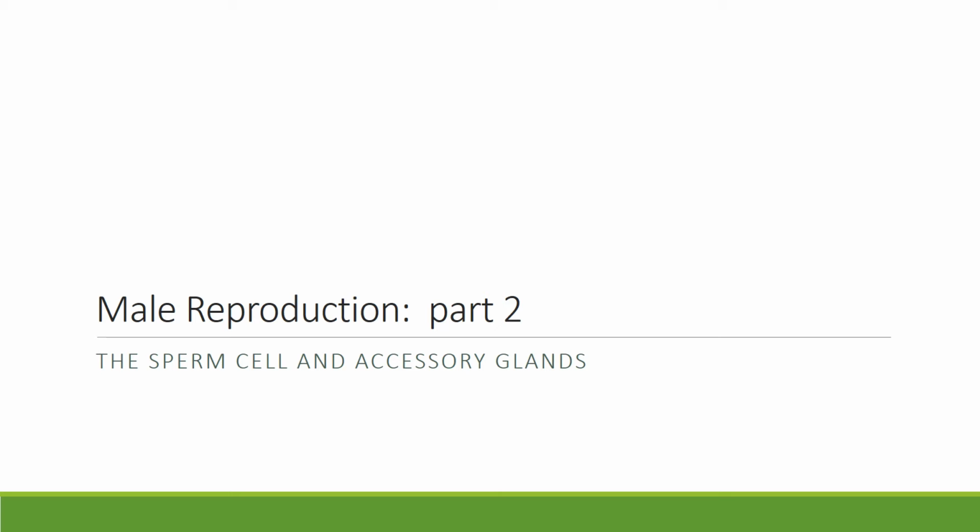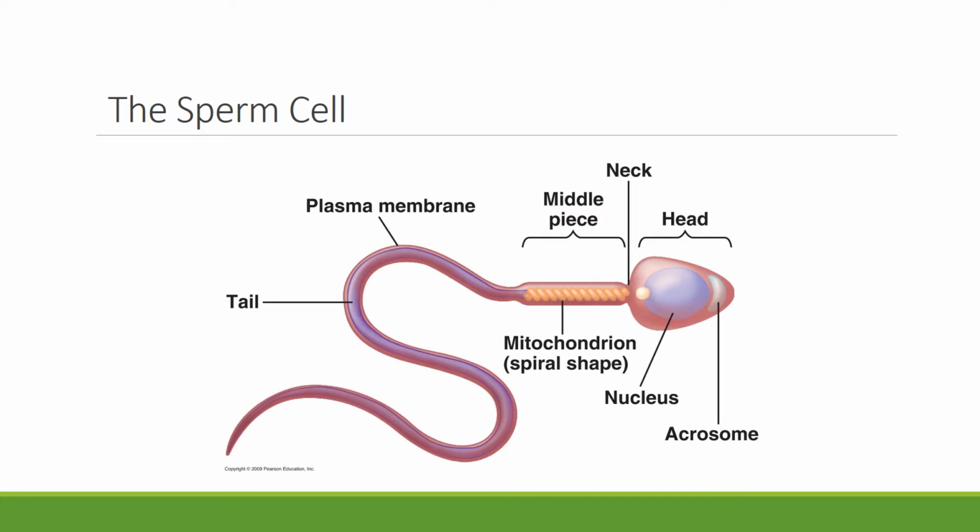This is the second lecture over the male reproductive system. In this lecture, we'll look at the sperm cell and accessory glands. This is a diagram of the sperm cell. Be sure that you know these parts. We're going to cover the function of each of them.